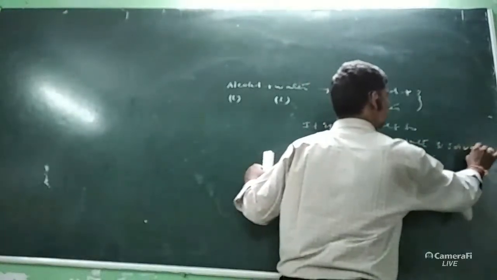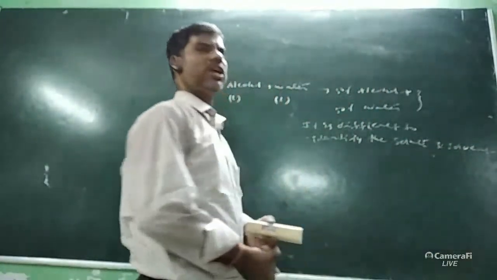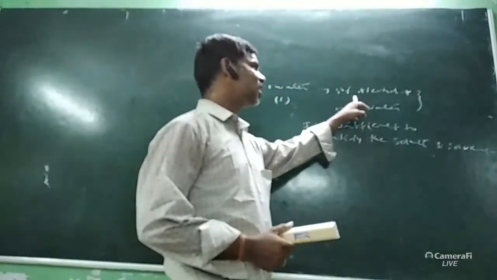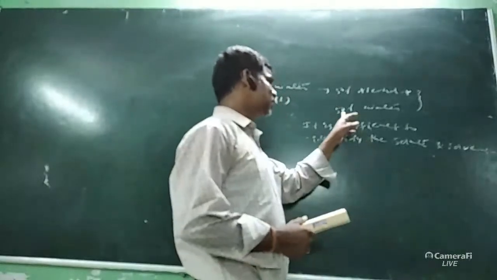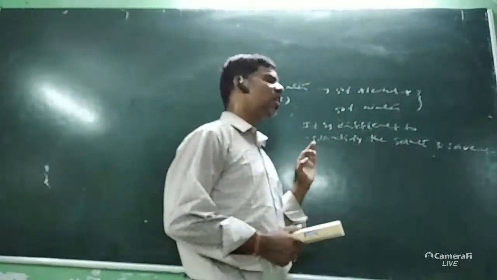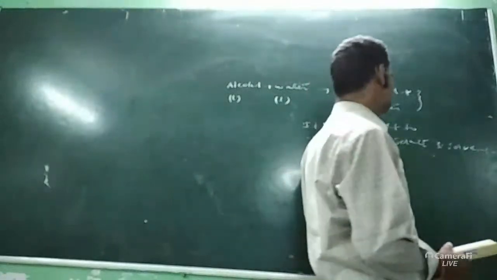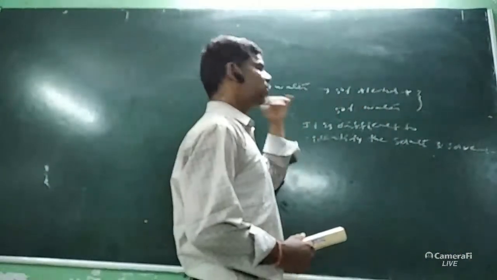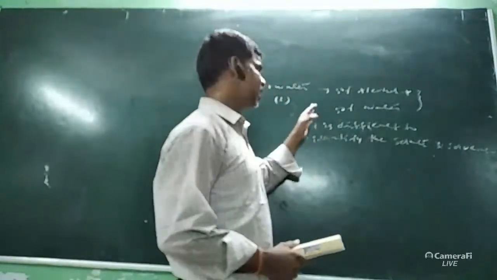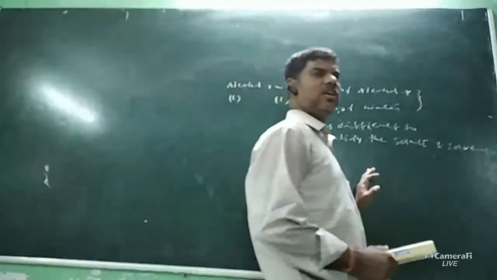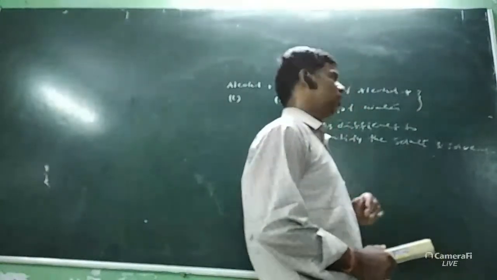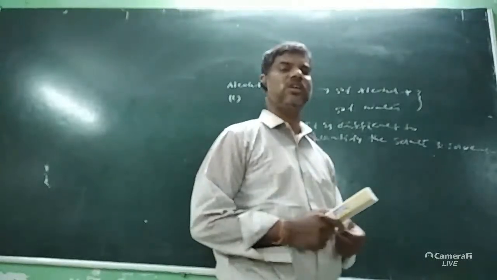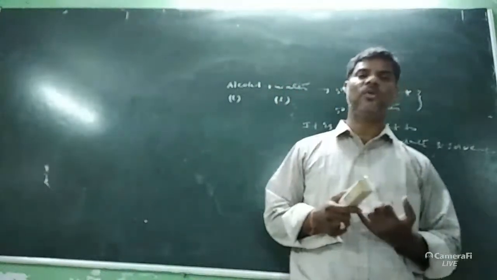Here both are in the same phase, because 50% alcohol is liquid state and 50% water is liquid state. In this case, we can't easily say which is solute and which is solvent. In this case, the one which has the higher amount is the solvent, and the lower amount is the solute. So this is a little bit of introduction regarding solution.